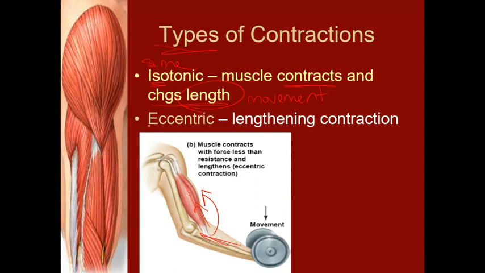And then there's a couple different types that are part of this isotonic. Eccentric is a lengthening contraction. A lengthening contraction means that the muscle is going from a short position to a longer position, and that's going to extend out. Okay, so you're still contracting. You've got to think about it when you change your arm.